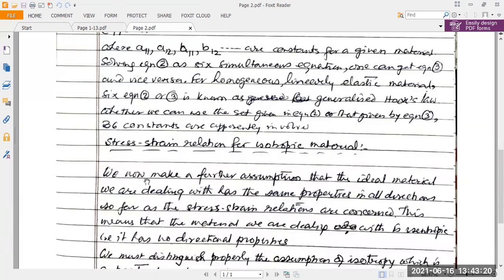Now let us go through the stress-strain relationship for an isotropic material itself.